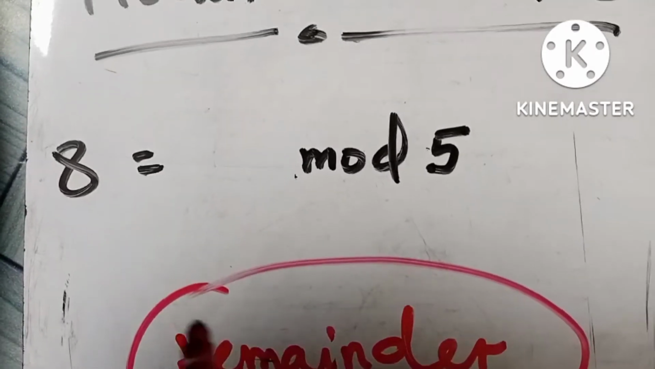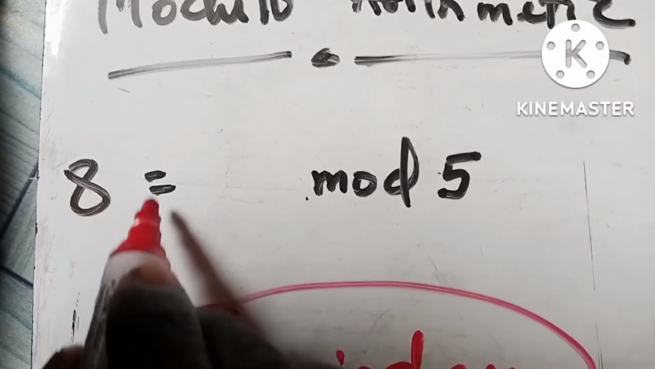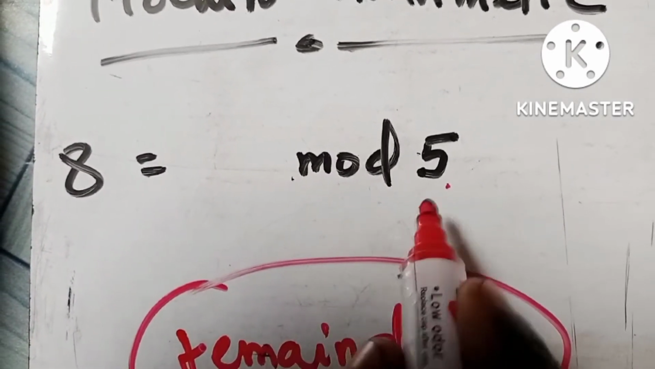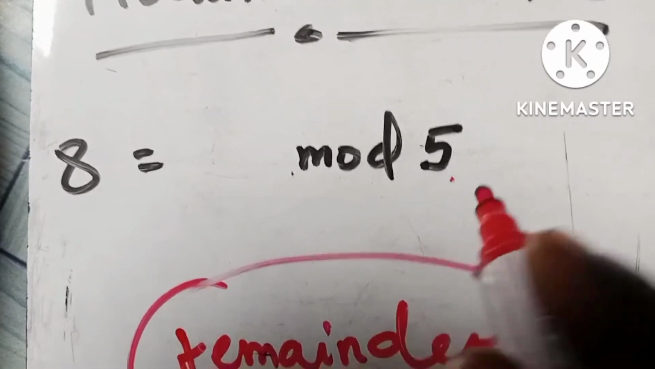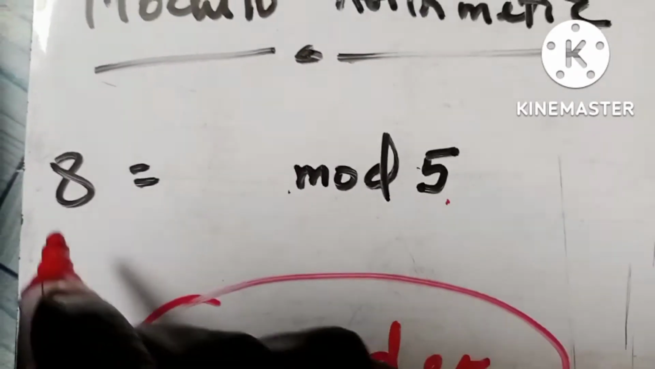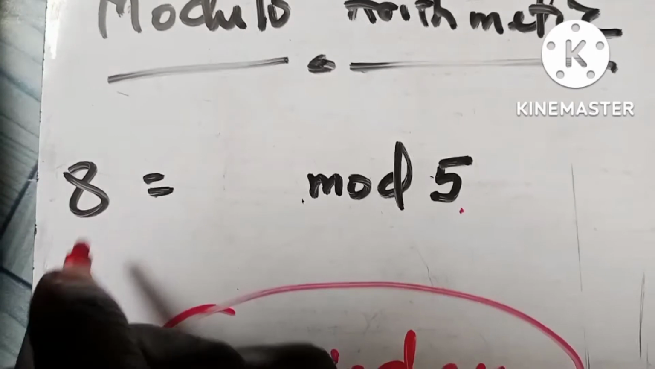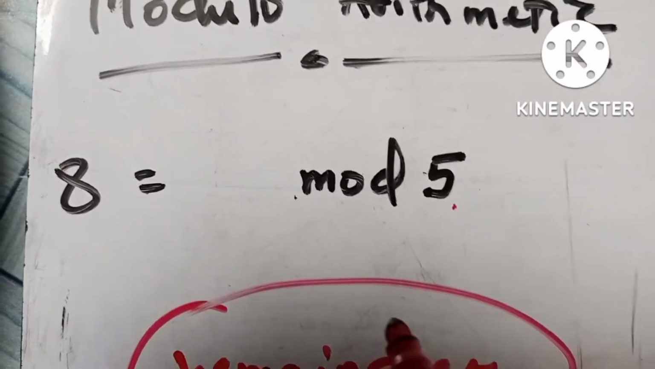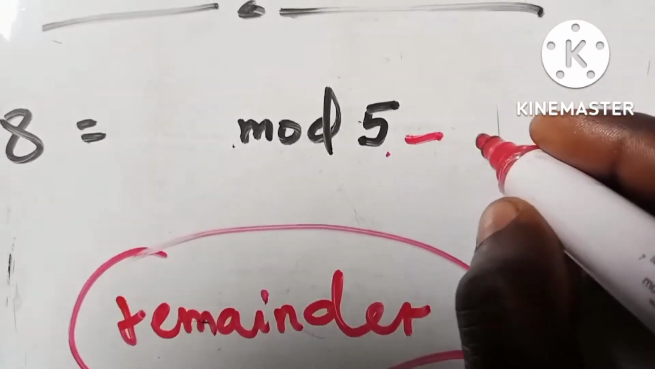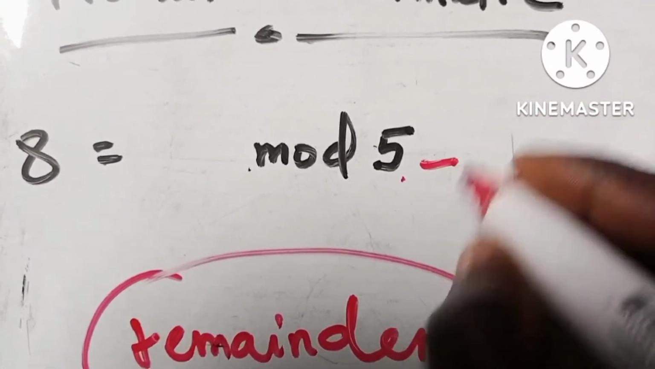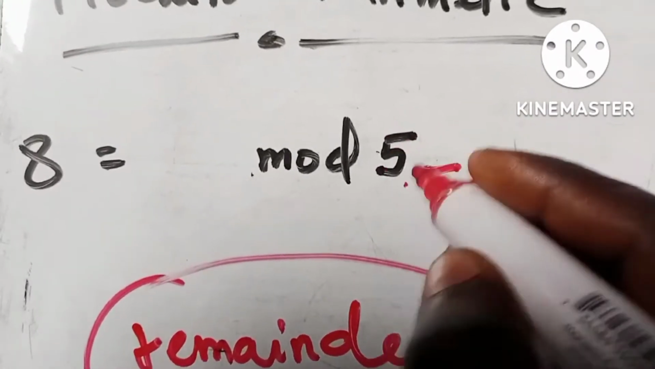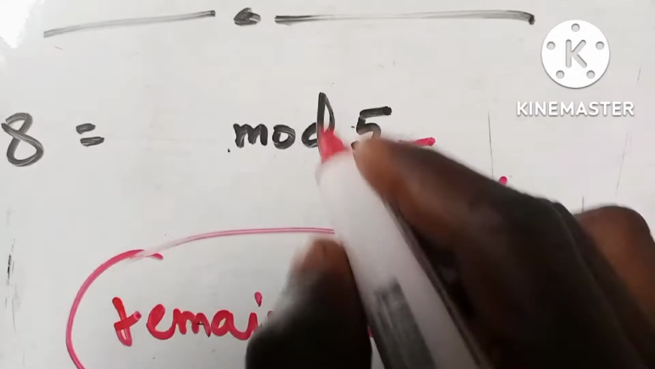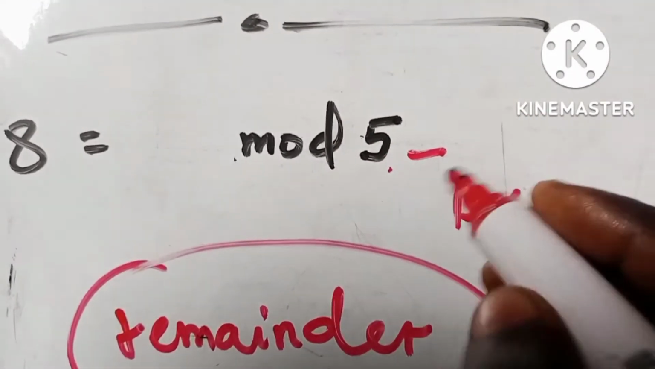What I'm trying to say here is that if you have something like 8 equal to something here, modulo 5, it means that, assuming you have an amount of eight cedis, maybe it can be $8 depending on the country, and you only give out 5 cedis. This is the only thing you give. You don't give anything that is less than or more than this, right?